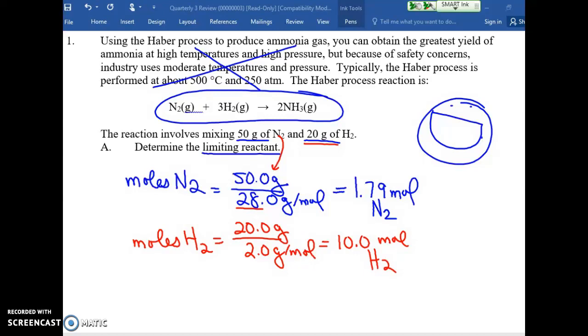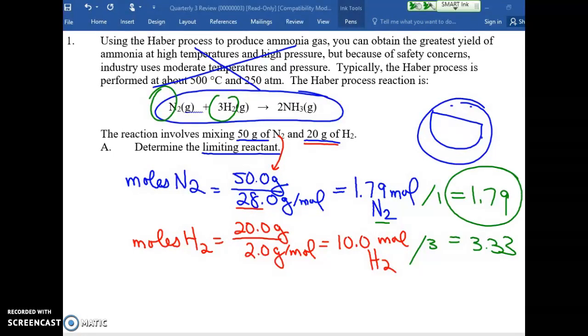Of course, to figure out what the limiting reagent is, remember you have to divide both by their coefficients. The coefficient of N2 is 1, so that's 1.79. 10 moles divided by a coefficient of 3 is 3.33. This is the smaller of the two numbers, and that tells us that N2 is the limiting reagent.